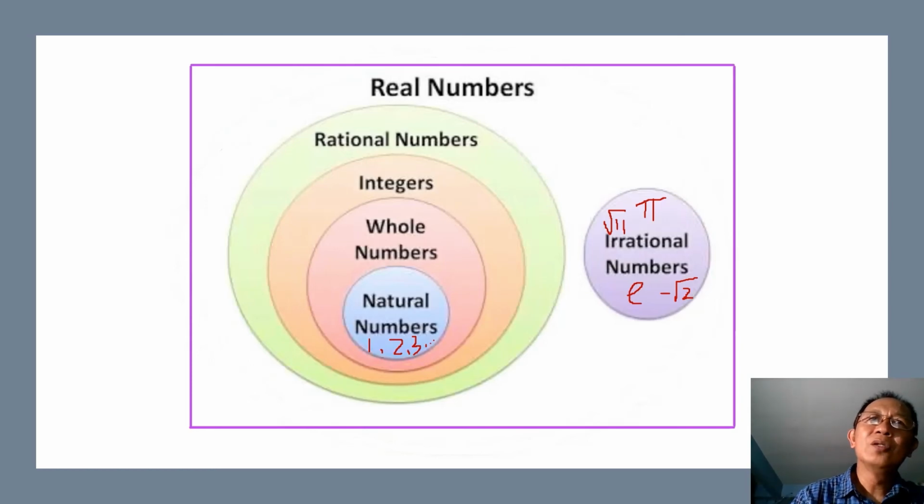Sa whole numbers, hindi na tayo maglalagay ulit dito ng 1, 2, 3. Hindi na tayo maglalagay kasi nasa loob na ng whole numbers yung 1, 2, 3. Di ba sa set, bawal maulit ang elements. So, no repetition of elements. So, ang isusulat na lang natin dito is 0. So, ang set ng whole numbers ay 0, tapos yung 1, 2, 3, 4, 5, 6, 7, 8, 9, and so on and so forth. Okay.